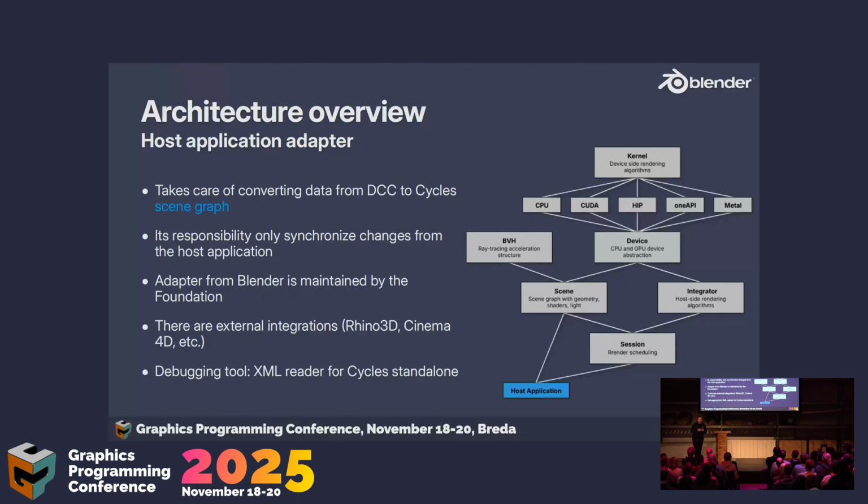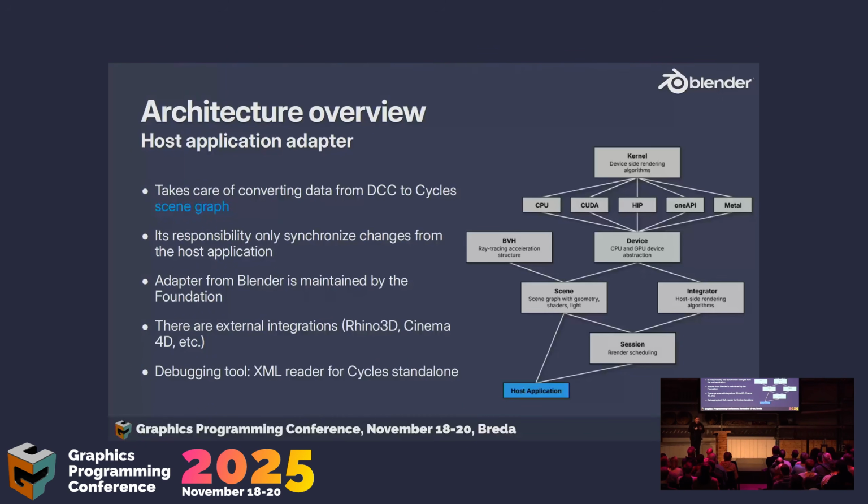Let's start with the host application, or mainly the host application adapter, whose main goal is to convert data structures from the Blender representation, or any DCC representation, to a Cycles scene graph. It's the responsibility of this layer to keep track of what changed on the DCC side and synchronize only the changes. So for example, if only one object in your scene changed and others stayed unchanged compared to the previous synchronization step, that's where it should happen.